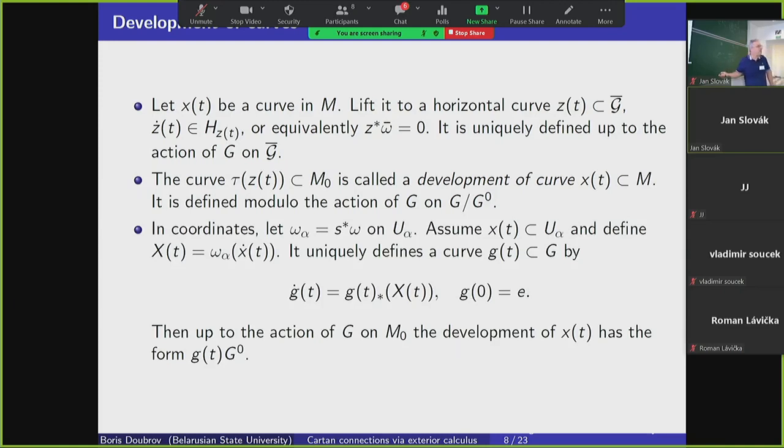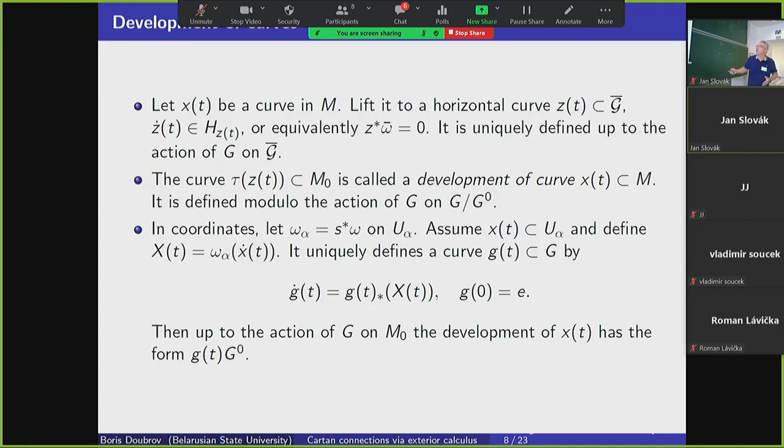Now let's look at how Cartan defines this. Again, we don't want to deal with principal bundles. We want to define everything on our base manifold M. So for this, we need a section. So as usual, we pull back our Cartan form onto our manifold M, or a neighborhood U alpha on M. We assume that we have a curve that we want to develop inside this neighborhood. So what we do, we apply our one-form to get a curve in the Lie algebra g. So omega alpha, the pulled back omega, is a one-form on M valued in g. We have a curve, we take the derivative of the curve, the tangent vector, apply omega, and get a curve now inside the Lie algebra.